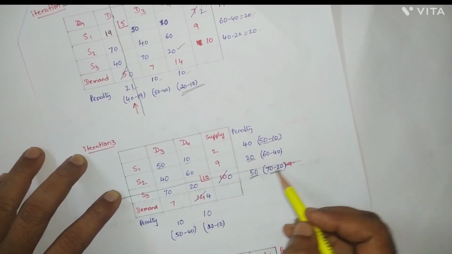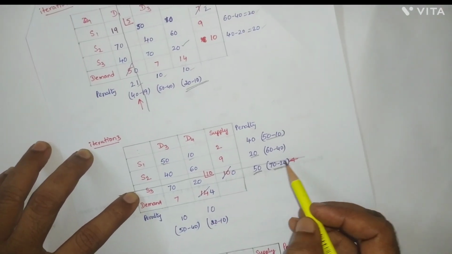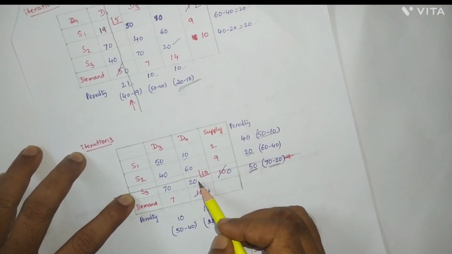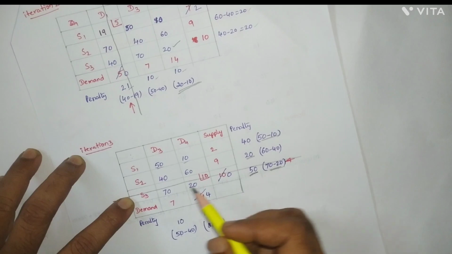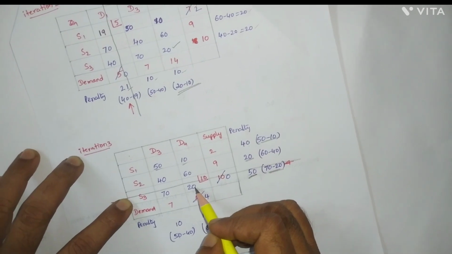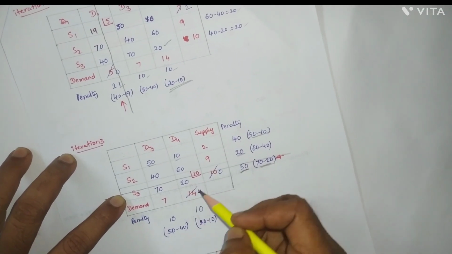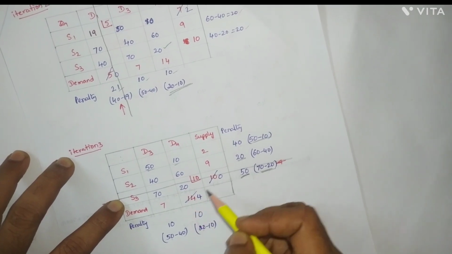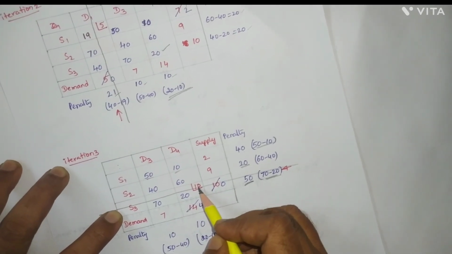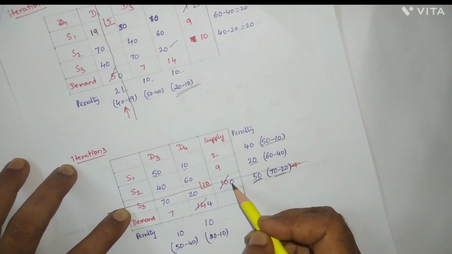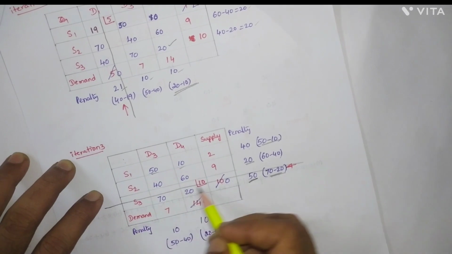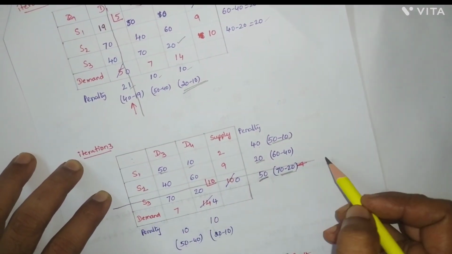So consider the S3 row. In this row, we have to allocate to the least cost cell. So here 20 is the least cost cell. Here demand is 14 units, supply is only 10 units. So that's why we have to allocate 10 units to this cell. After allocation, 10 minus 10, this is 0. 14 minus 10, this is 4. So this row is deleted because it is satisfied or exhausted.